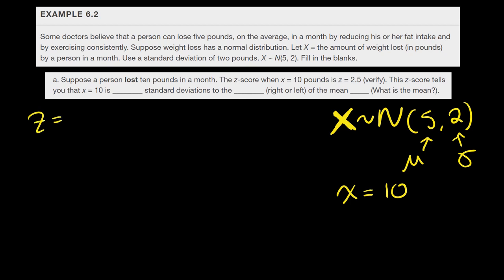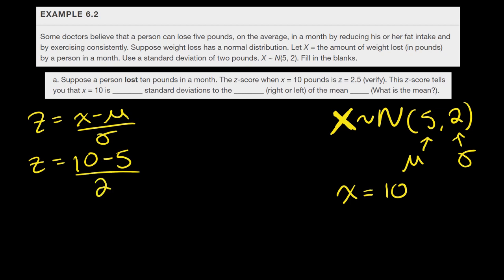Z equals x minus mu divided by sigma. Okay, little x is 10. Mu is 5, and sigma is 2, right? Sigma, the standard deviation, is 2. So remember, you always do what's in the numerator first. So 10 minus 5 is 5, divided by 2, which is 2.5. Good, so we've verified. Z equals 2.5.